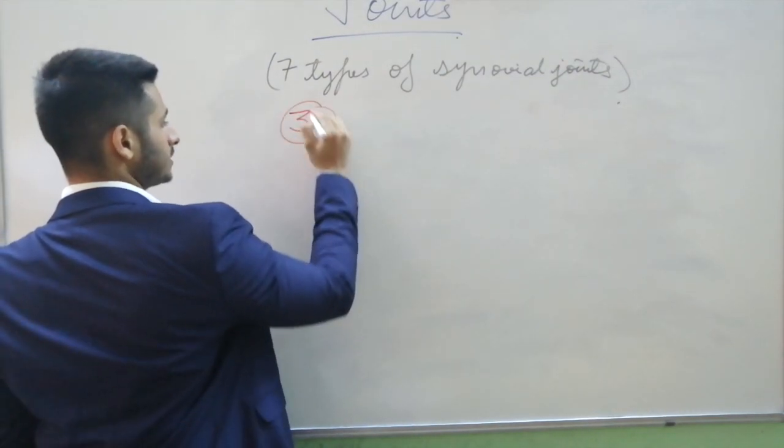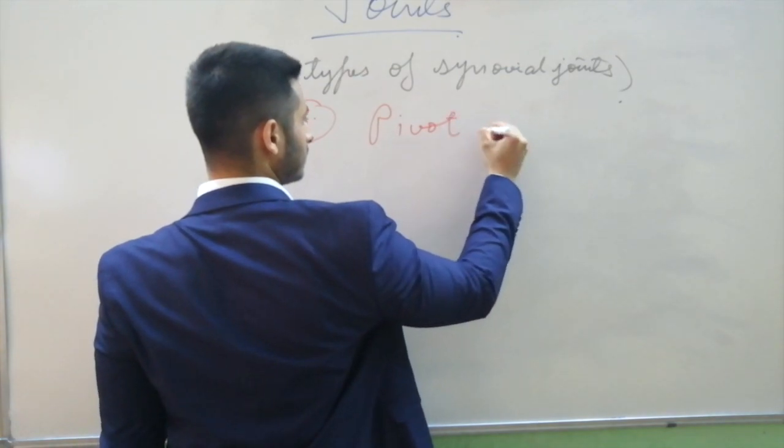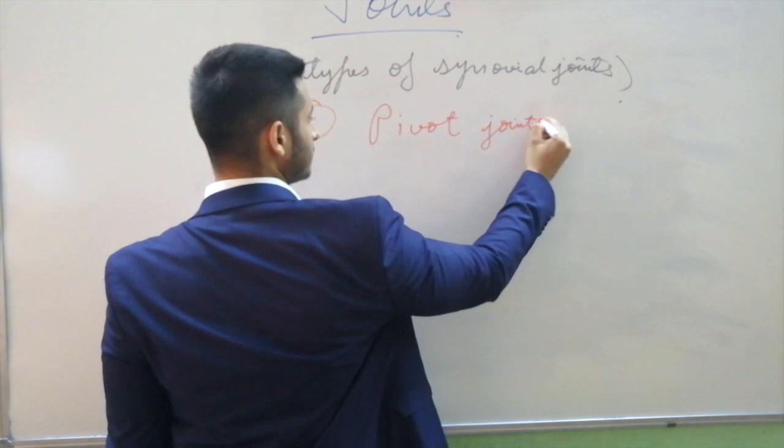The third type of joints are pivot joints. You can call it pivot or pivot. I call it pivot joint.